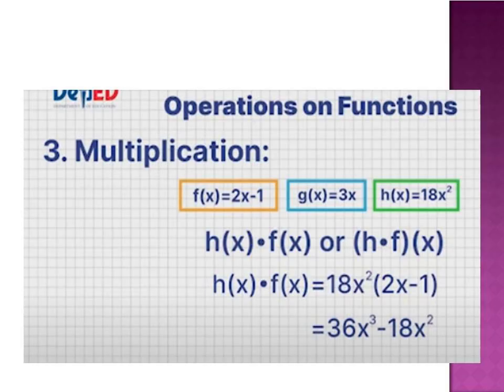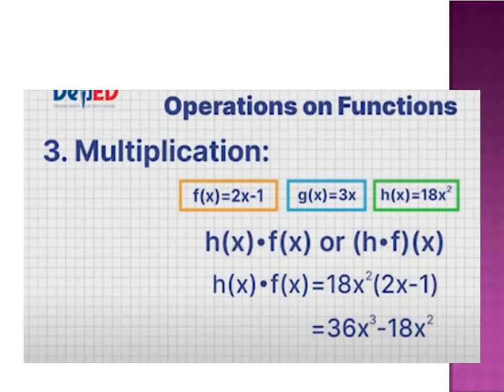Since there are two terms in the second factor, we distribute 18x squared. We multiply it to the first term, 2x, which will yield 36x cubed. We also multiply 18x squared to negative 1. This will give us negative 18x squared.